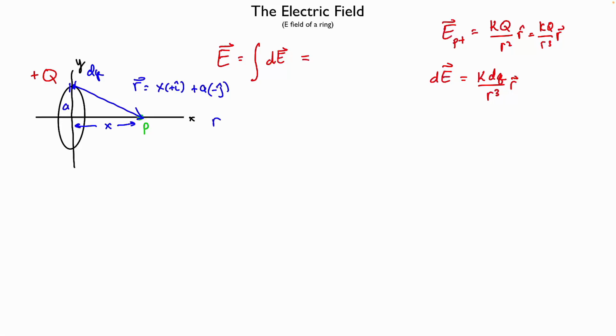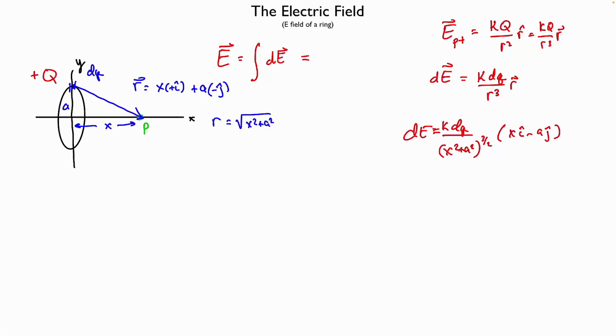What is the length of R? Square root of x squared plus a squared. Whatever those numbers are. So I can come over here and write my dE. It's k, whatever dq is, all over x squared plus a squared to the 3 halves, times my r vector, x i hat plus a, we'll do it this way, negative a j hat.